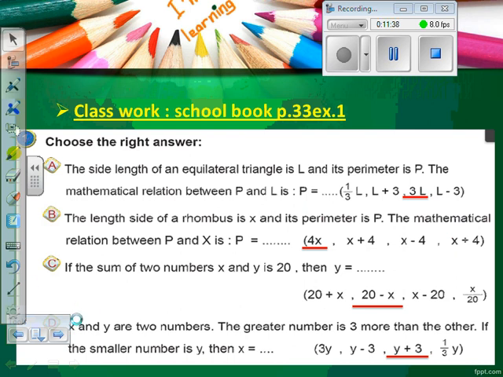The last exercise: X and Y are two numbers. The greater number is 3 more than the other. I have two numbers, X and Y. The greater one is more than the other. If the smaller number is Y, then X will be the greatest one. And the greatest number is more than the other, so X will be Y, then added to it 3, to become Y plus 3.